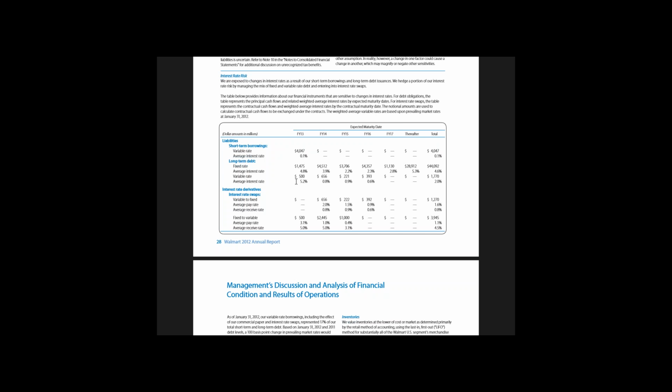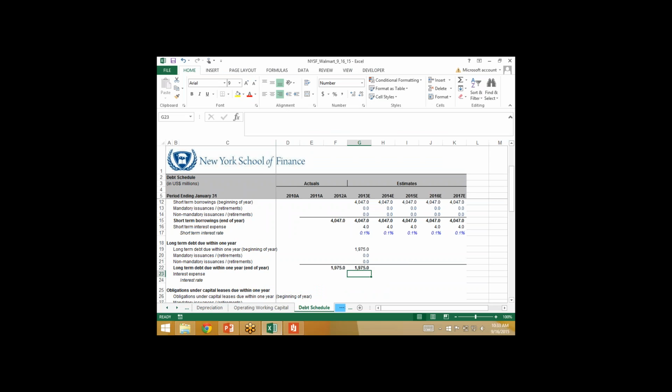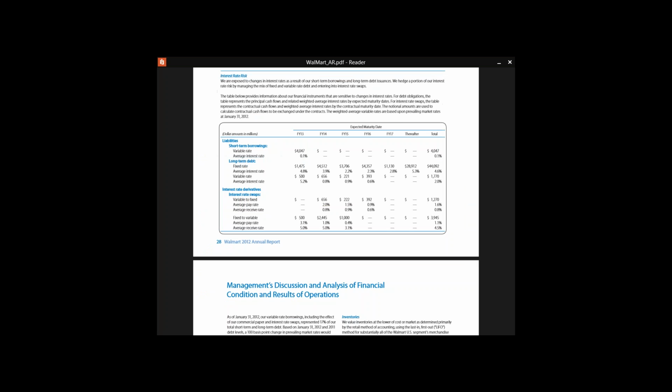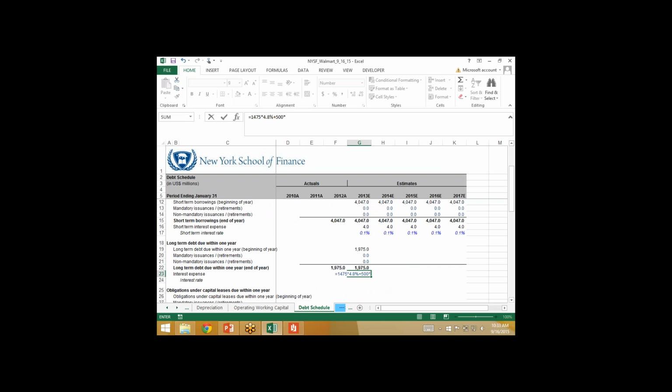So what I'm going to do is go right into the interest expense, and do equals 1475 times 4.8% plus 500 times 5.2%. There's a couple ways I could have done this. And I'm going to do each one differently just so you see all the different ways. I'm going to calculate what the blended interest they had paid on it was.